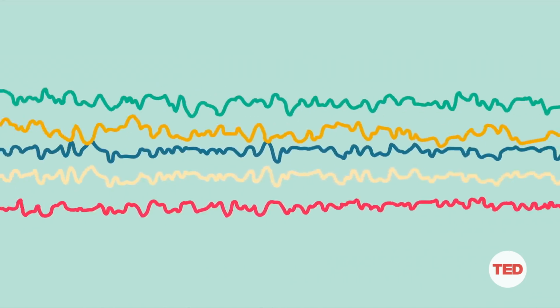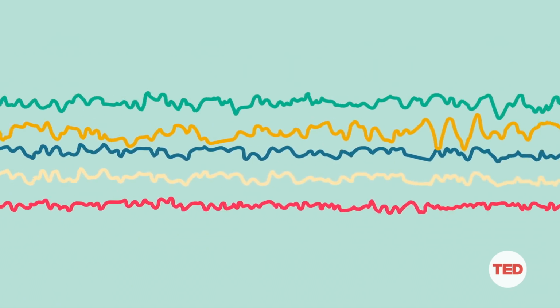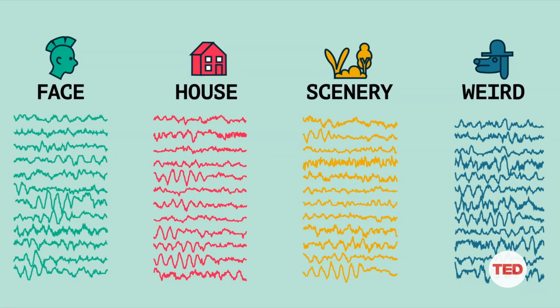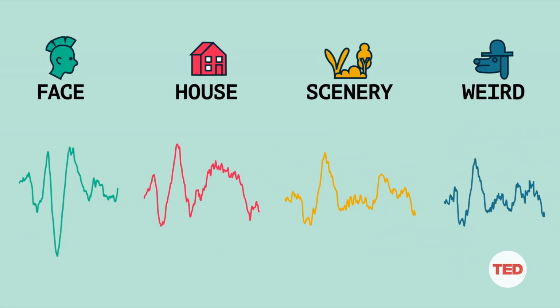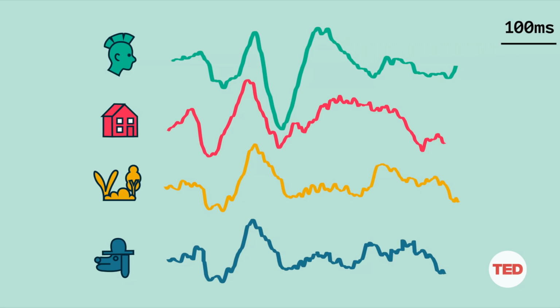Okay, so we collected all the raw EEG data, and this is what we got. It all looks pretty messy, so let's arrange them by picture. Now, it's still a bit too noisy to see any differences, but if we average the EEG across all image types by aligning them to when the image first appeared, we can remove this noise. And pretty soon we can see some dominant patterns emerge for each category.